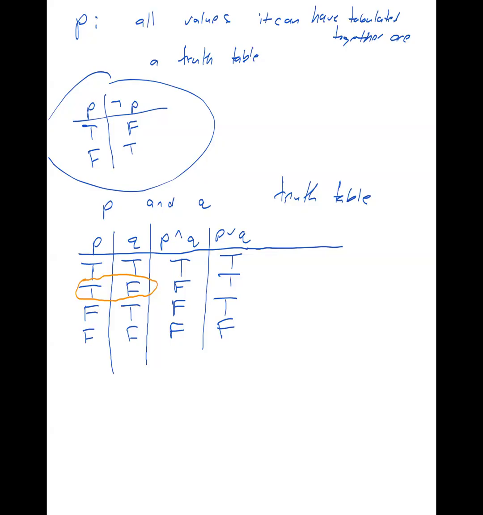Now let's go ahead to the next logical operator. What comes next after AND and OR? Implies, correct. So P implies Q. So what does P implies Q mean?